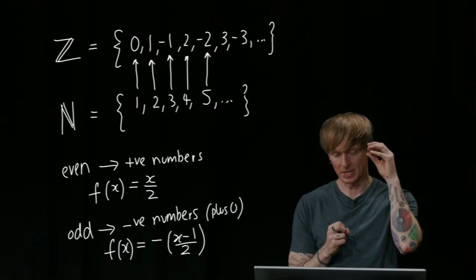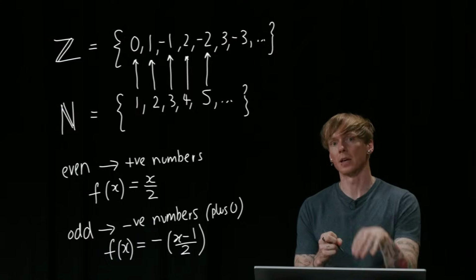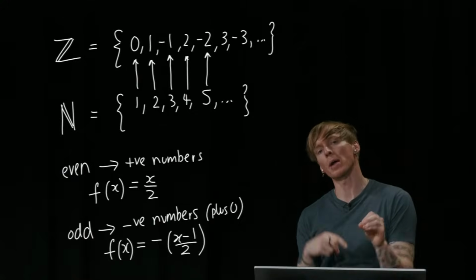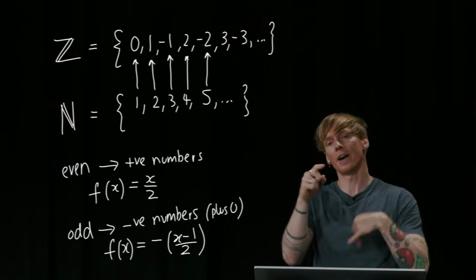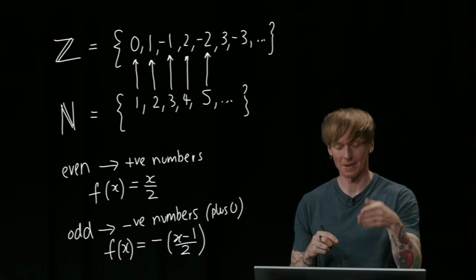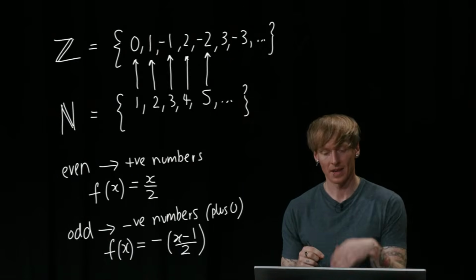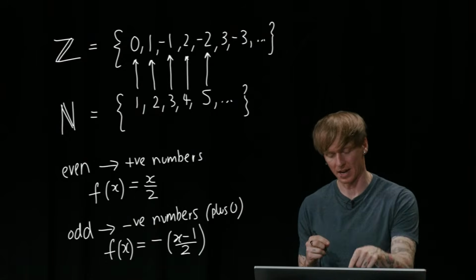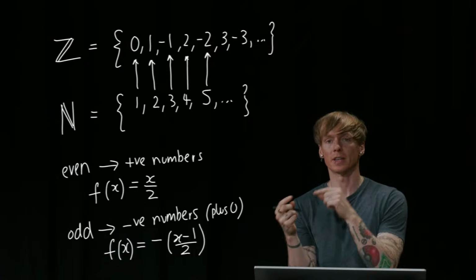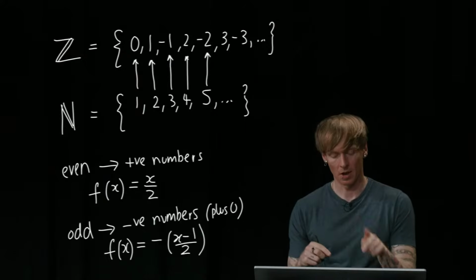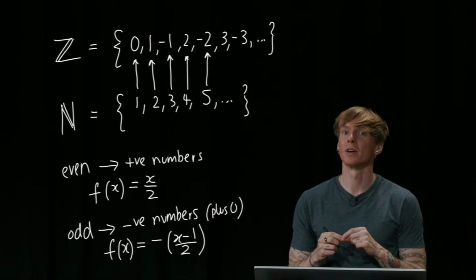Again, we take our input. Let's suppose I'm at 3. We start at 3. We take away 1. That gives us 2. We divide by 2, which gives us 1. And then we take the negative. And 3 is indeed mapping to -1. Just to be clear, if we take 5, 5 minus 1 gives us 4. Divide by 2 is 2. Put the negative, we get -2.